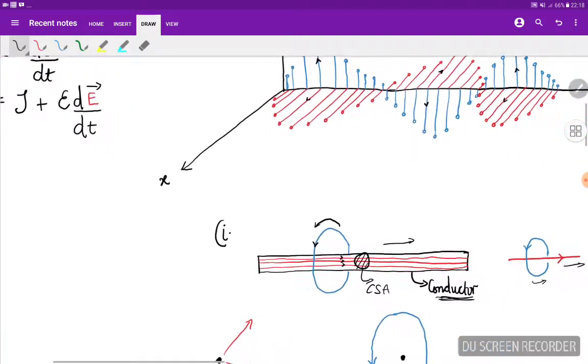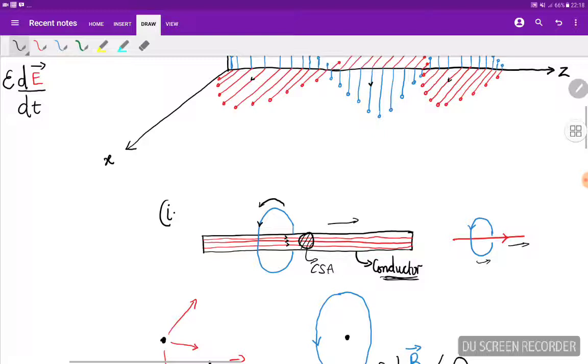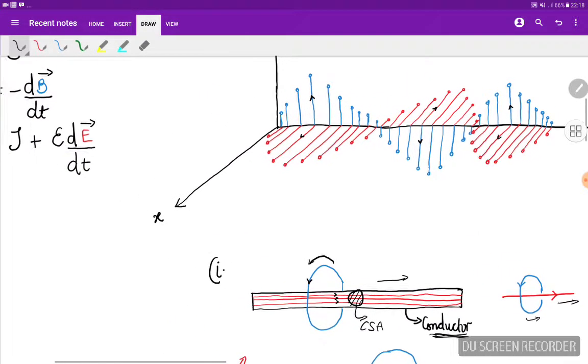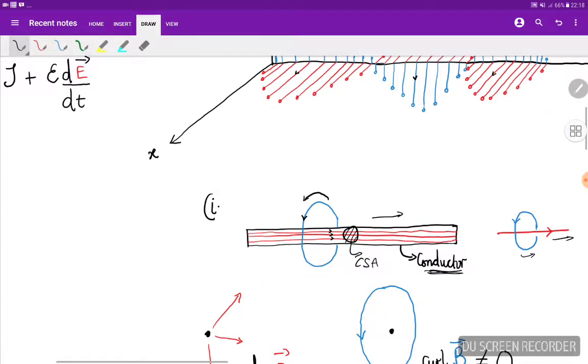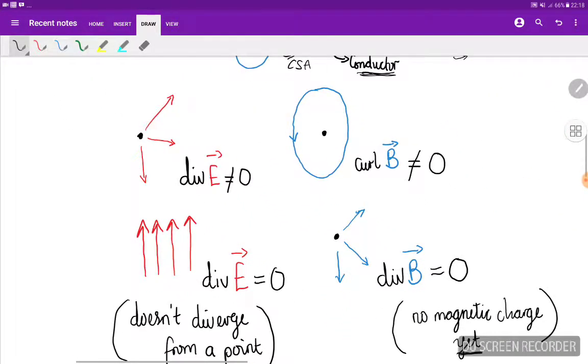Why J? J is the current passing per area, so the current through this CSA here will give us our J, and we say it produces a magnetic field. So current produces a magnetic field. Also a change in electric field produces a magnetic field. Okay, so we got that down.